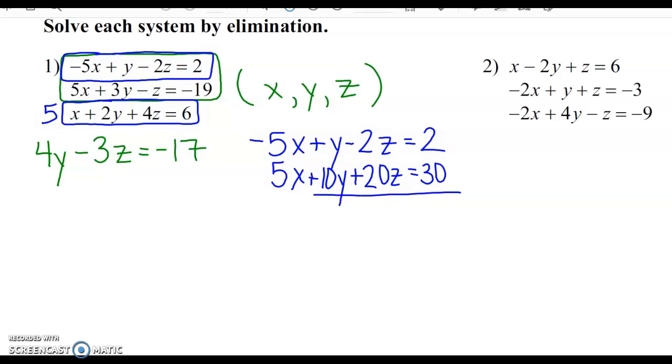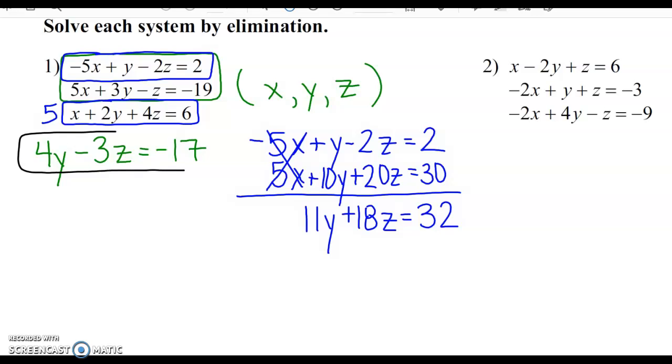So when I add these 2 together, my x's cancel out. I've got y and 10y is 11y. Negative 2z and 20z is positive 18z. And 2 and 30 is 32. All right. So now what I do is I'm going to use these 2 equations as my system. So that is the first step.